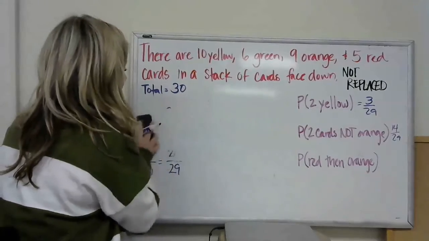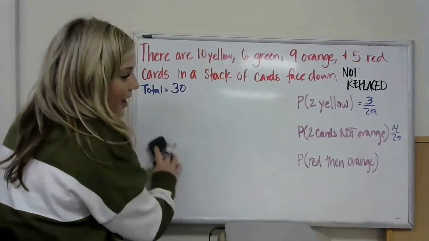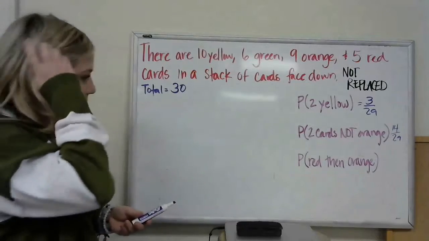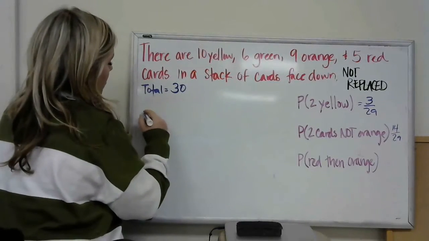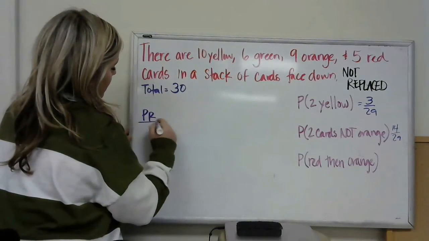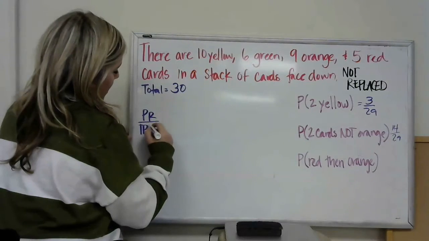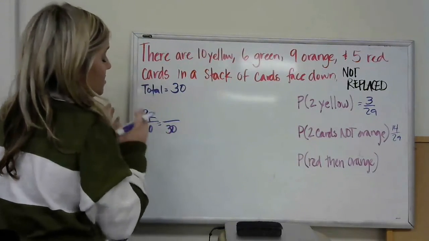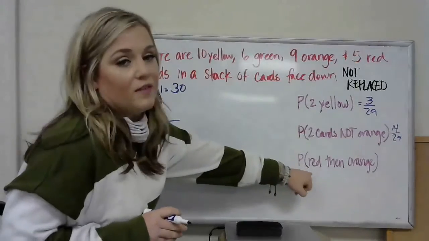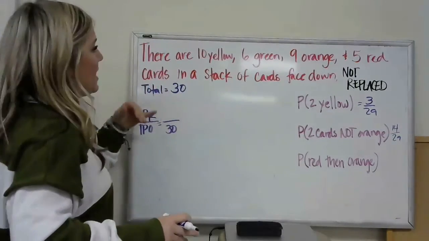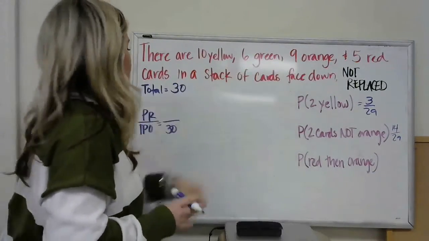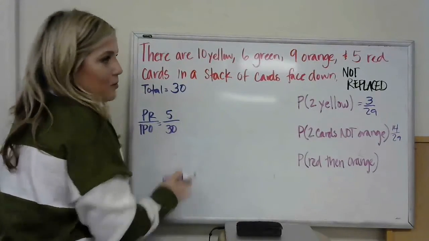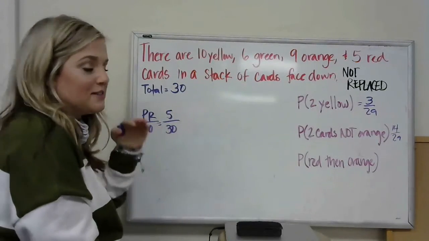Now definitely try this one: pulling a red, then pulling an orange, but you're not putting that card back in, okay? So probability of red out of total possible outcomes. I have 30 total possible outcomes. It's important that you do the order that they say first, red, then orange. I have 5 red cards, so 5 out of 30 chance of pulling that.